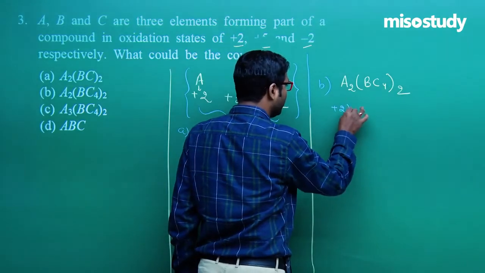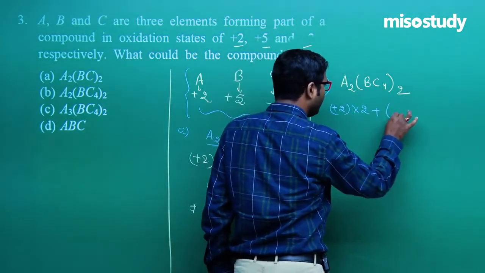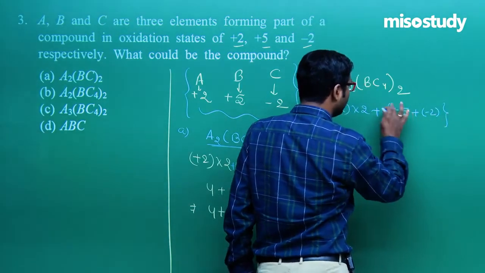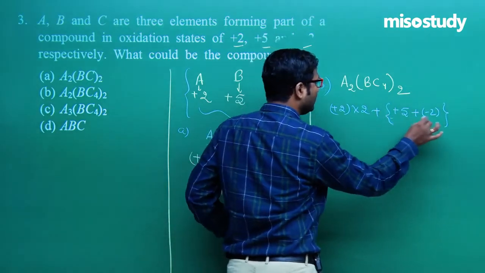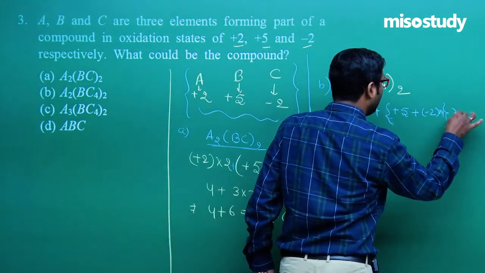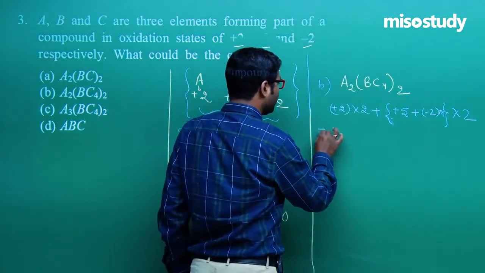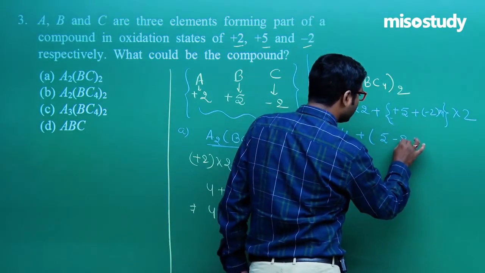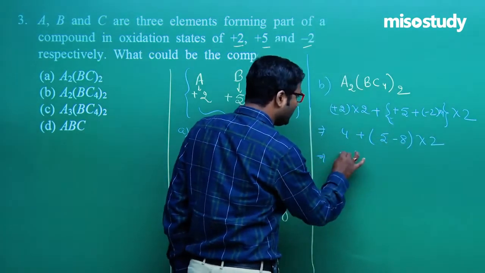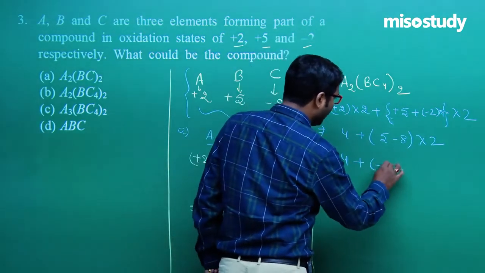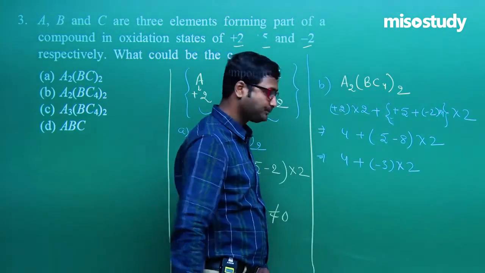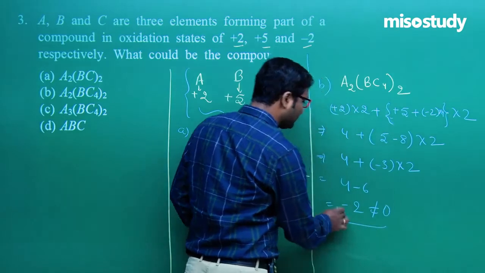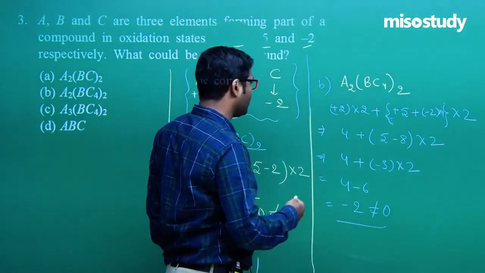Now plus 2 into 2 plus, for B that is +5. For C we can write, this is the actual representation. I have written here directly, -2 into 4 multiplied by 2. This is the case. 2 to 4 plus 5 minus 8 into 2, that is equal to 4 plus minus 3 into 2. Clear? 4 minus 6, that is equal to -2, which is not equal to 0. So this is also not a correct option.